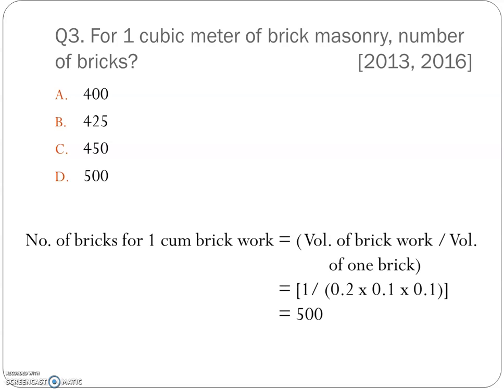Volume of brickwork by volume of one brick. So volume of brickwork is given in the question, it is 1 cubic meter. So it's 1. And volume of one brick, we know the dimension of the brick, that is 0.2 into 0.1 into 0.1. In centimeter, it is 20 into 10 into 10. Okay, so by just calculating 1 by 0.2 into 0.1 into 0.1, you will get the number as 500. So 500 is the answer.